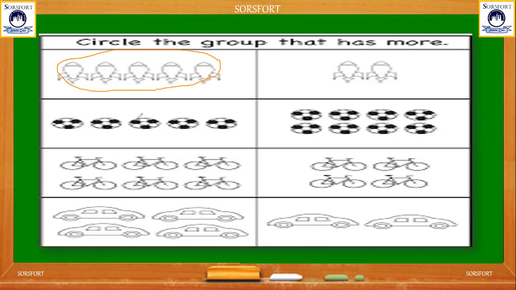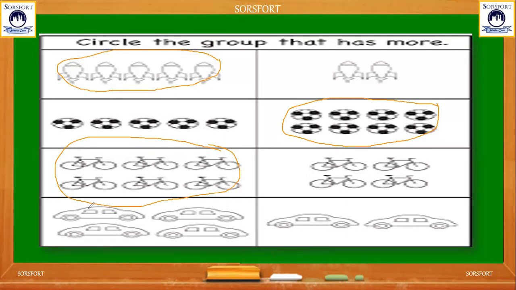Come to the next picture. 1, 2, 3, 4, 5. Here it is 5 balls. And how many balls are here? 1, 2, 3, 4, 5, 6, 7, 8. So which part has more? Yes. Come to this picture. How many cycles are here? 1, 2, 3, 4, 5, 6. And here 1, 2, 3, 4. So yes, 6 cycles is more than 4 cycles.